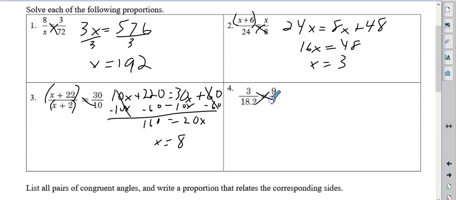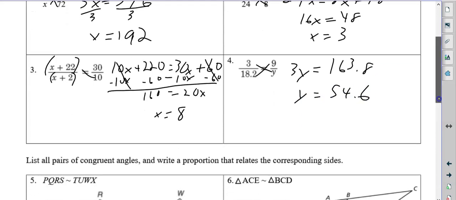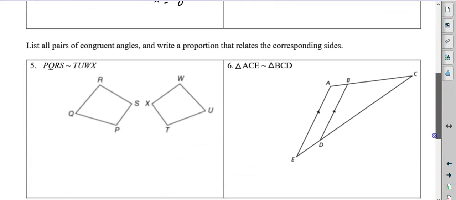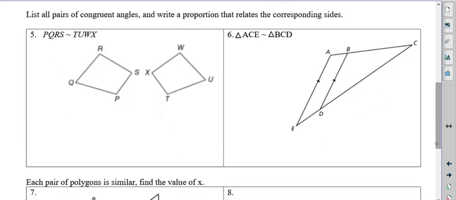Decimals make no difference. Same concept. You have calculators, just use them. 3y equals 9 times 18.2, which is 163.8. Divide by 3, y is 54.6. Remember, you can stop or pause anytime you want to. List all pairs of congruent angles and write a proportion that relates corresponding sides.